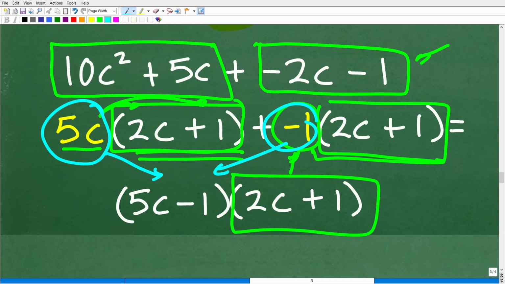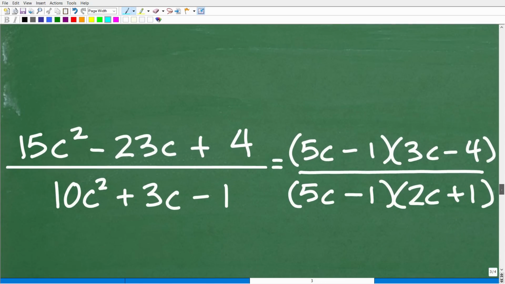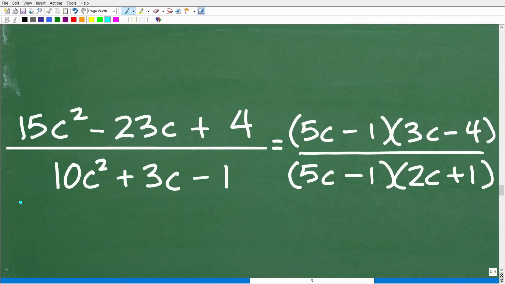Okay, so we are almost there. I know this is a lot of work. Okay, so what we have here is this rational expression, and we did a lot of work to factor both the numerator and the denominator. Okay, so let's go ahead and take the next step.